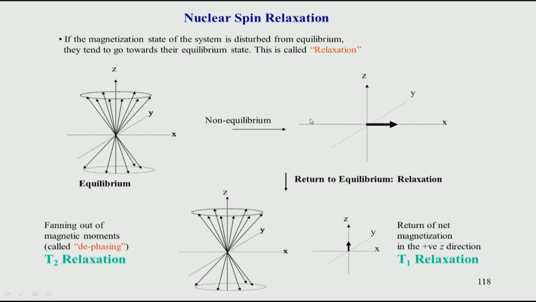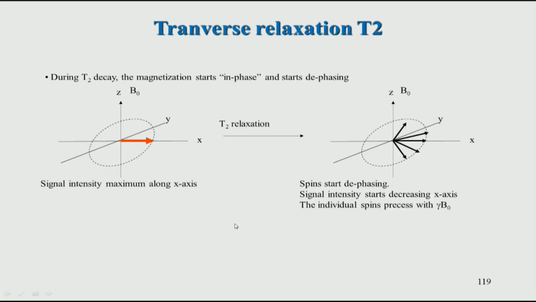So, they have to go back to this situation, because that is the equilibrium. This is called return to equilibrium, and we say it is relaxation. When it goes back, it has to achieve this position. This process when it goes from here to here is called T2 relaxation. We will see that in the next slide, what is shown here.